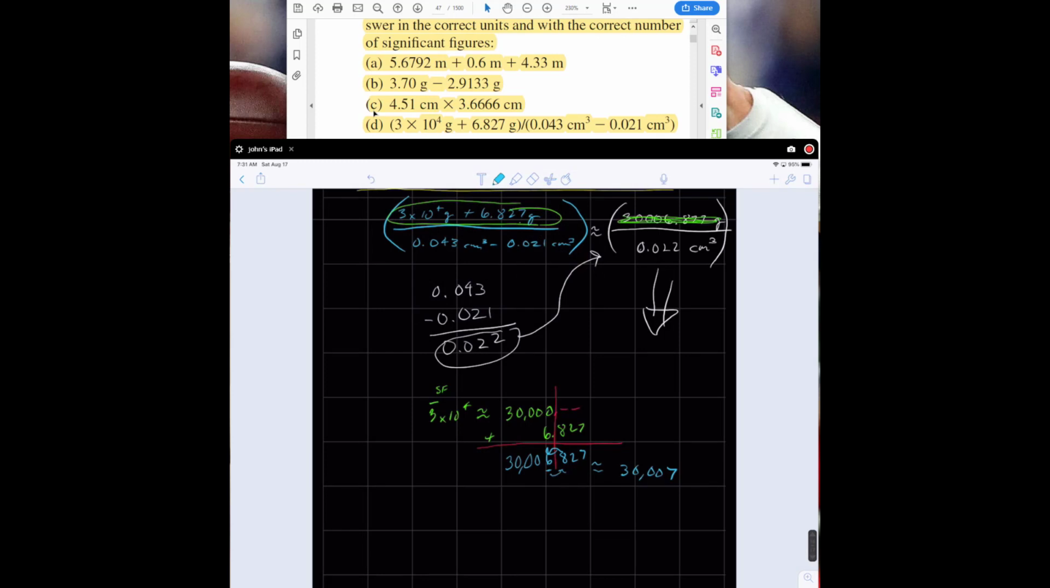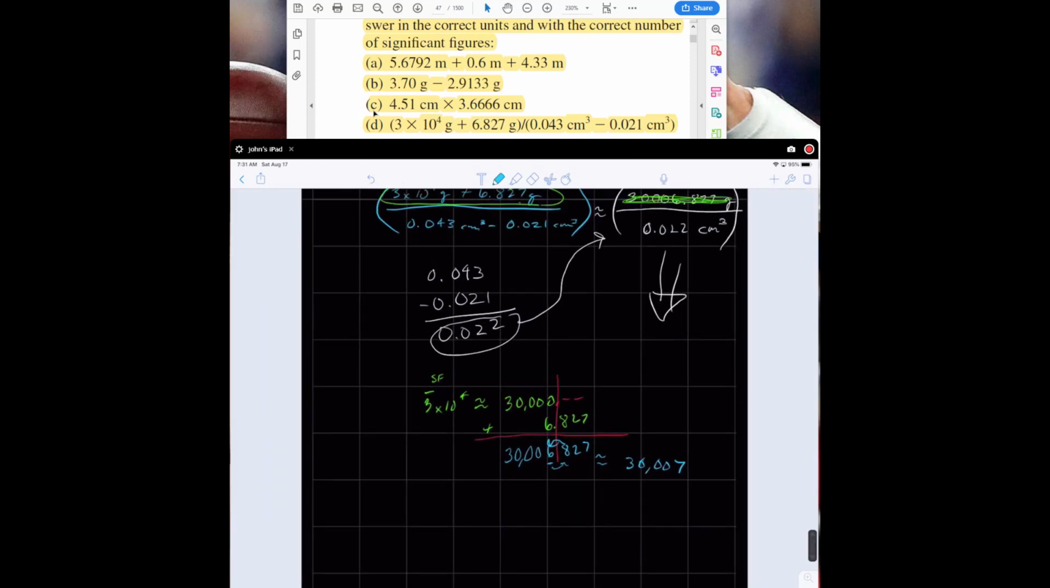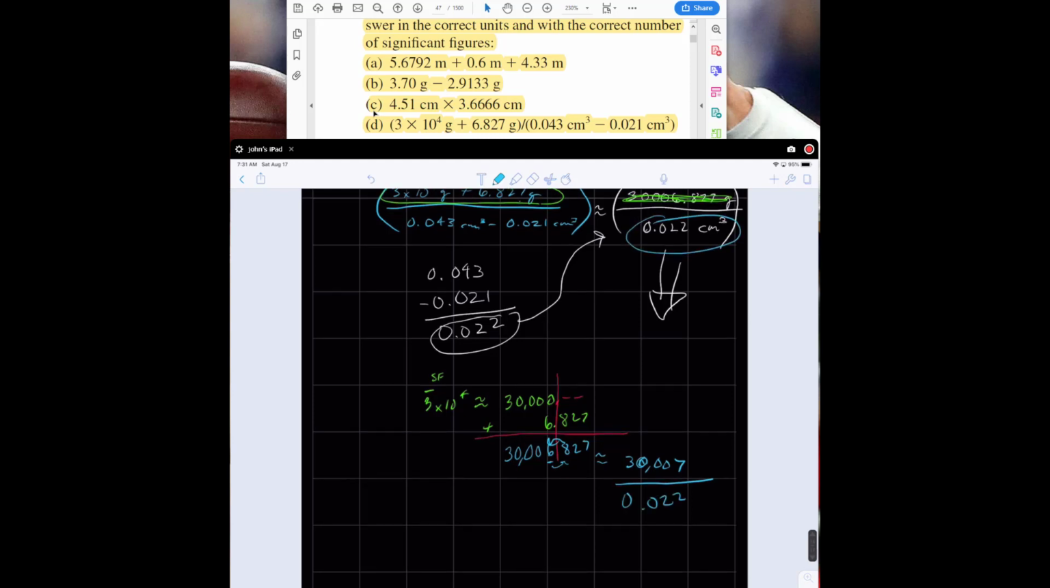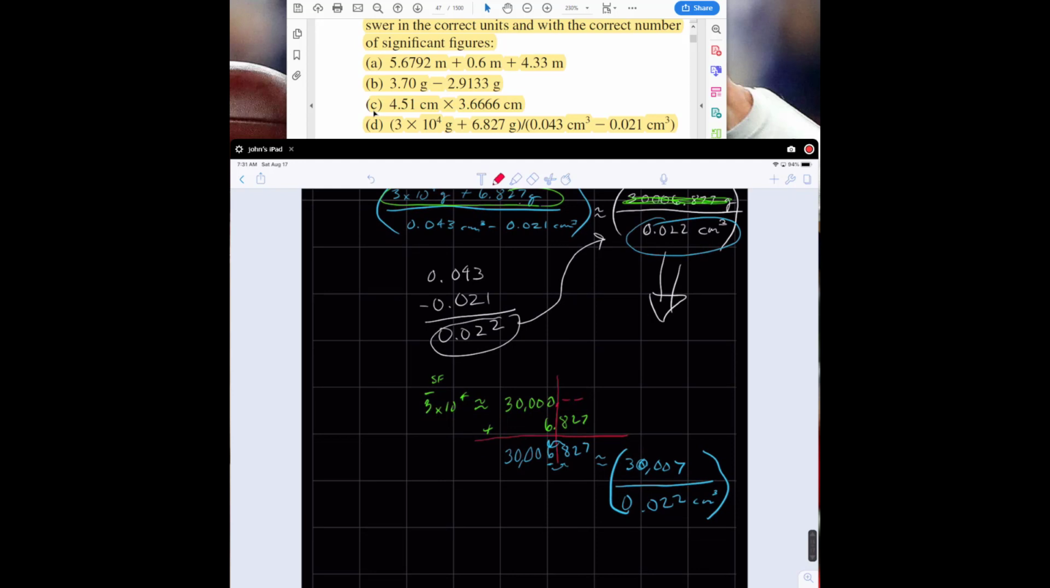Okay, I understand. Now, since this is correct, 30,007, we need to place the denominator that we got from this, 0.022 centimeters cubed. And now we have to do division, and we have to recall the sig figs. Since it's division, we report our final answer in the amount of 1, 2, 3, 4, 5 sig figs up here versus 2 sig figs.